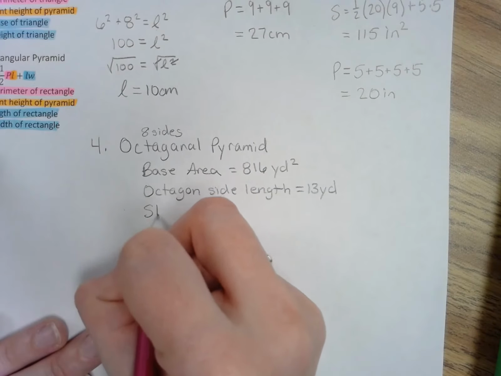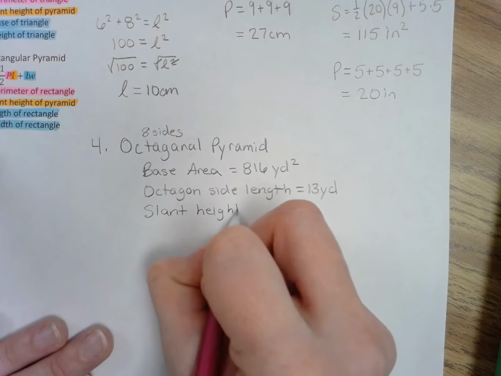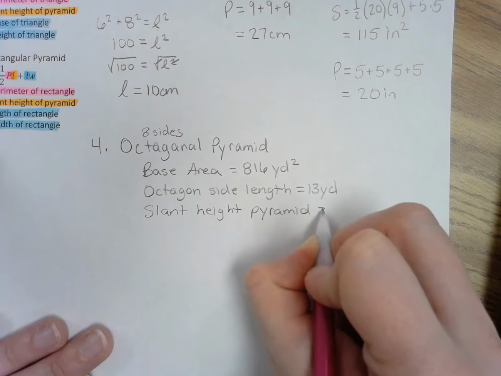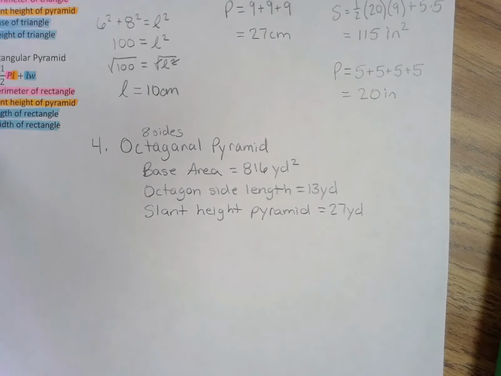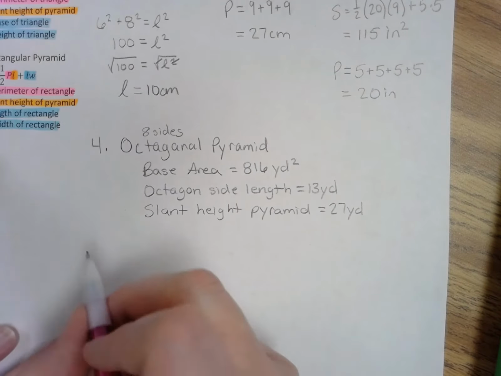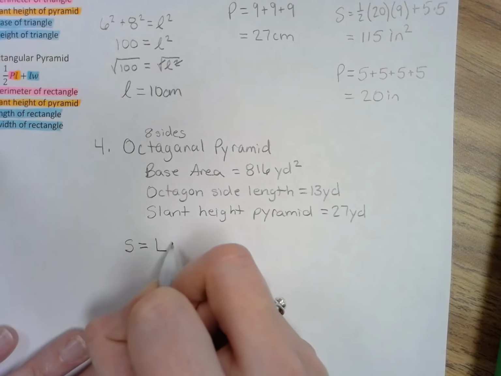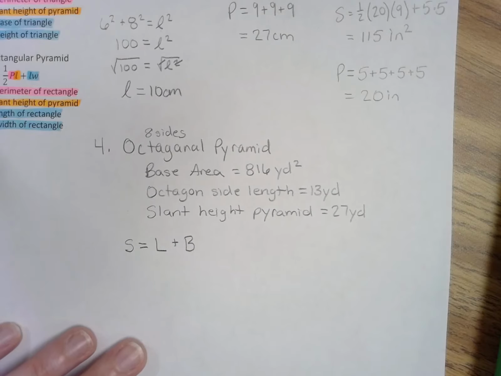And then we would also need the slant height. So I'm going to tell you that the slant height of the pyramid is going to be 27 yards. So we can use that information to find the surface area. Let's go to the just general formula. Let's start with surface area. It's going to be lateral area plus the base area.